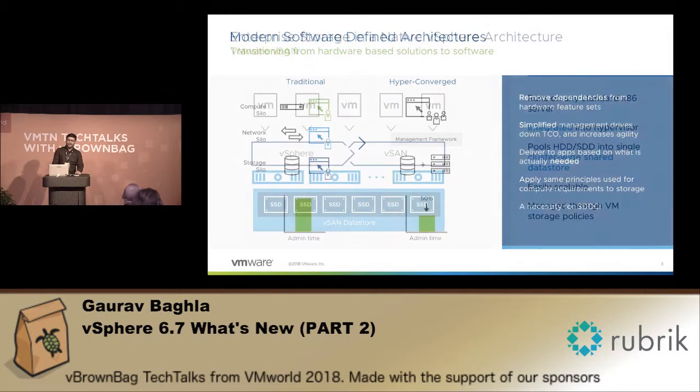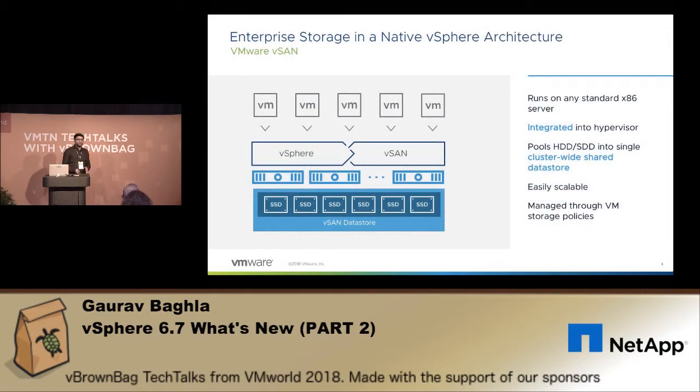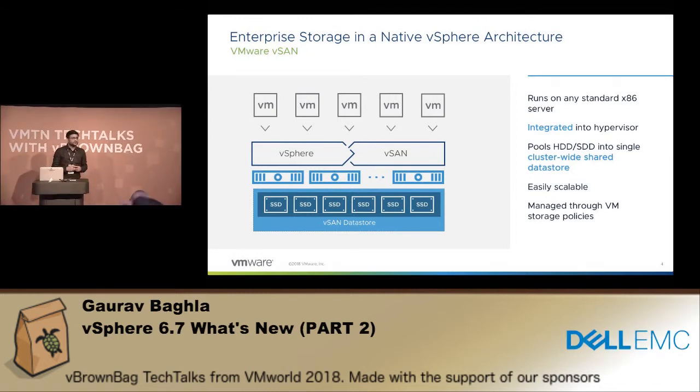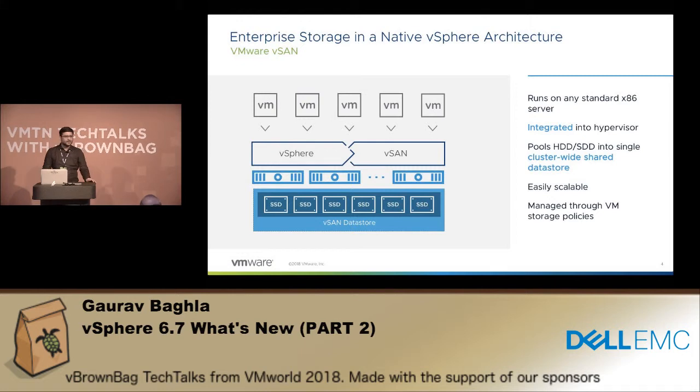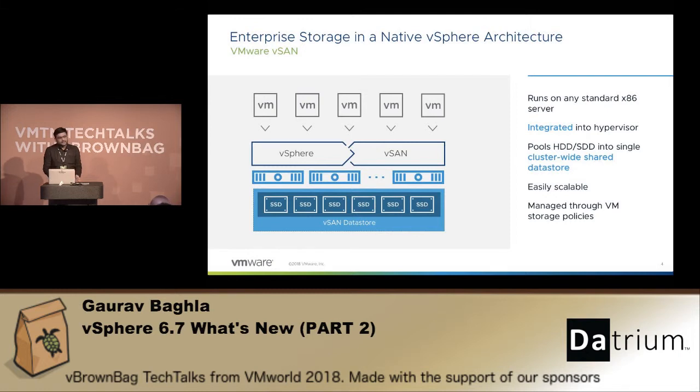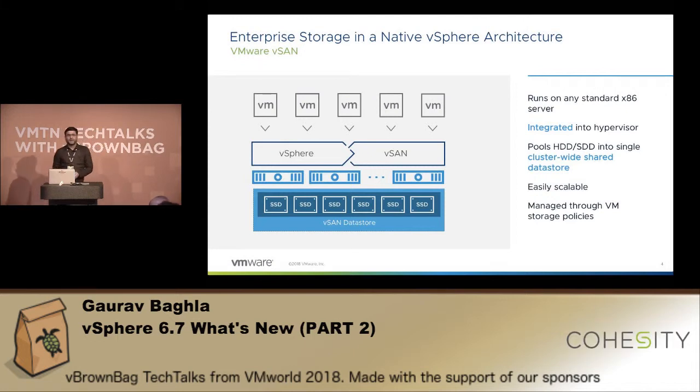Now, this is a high-level picture of vSAN. Primarily, it is on an x86 architecture. Everything is integrated into the hypervisor. There are two models: one is all-flash, the other is a hybrid model. And it is easily scalable. When I say easily scalable, you can scale up by adding disks, and you can scale out by adding more nodes to it. And the last thing, which is pretty important, is that it is managed through VM storage policies, which is SPBM. In a traditional architecture, you might not be able to control it individually at a VM level or at a specific disk level.